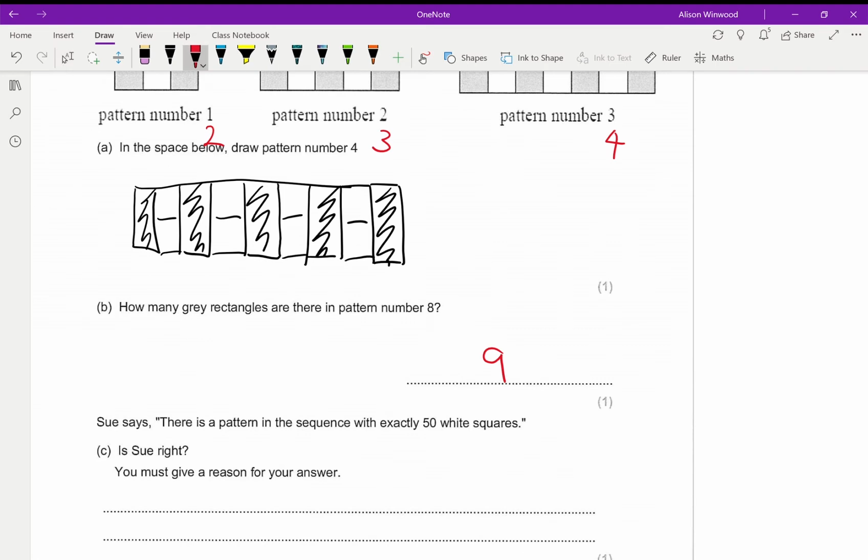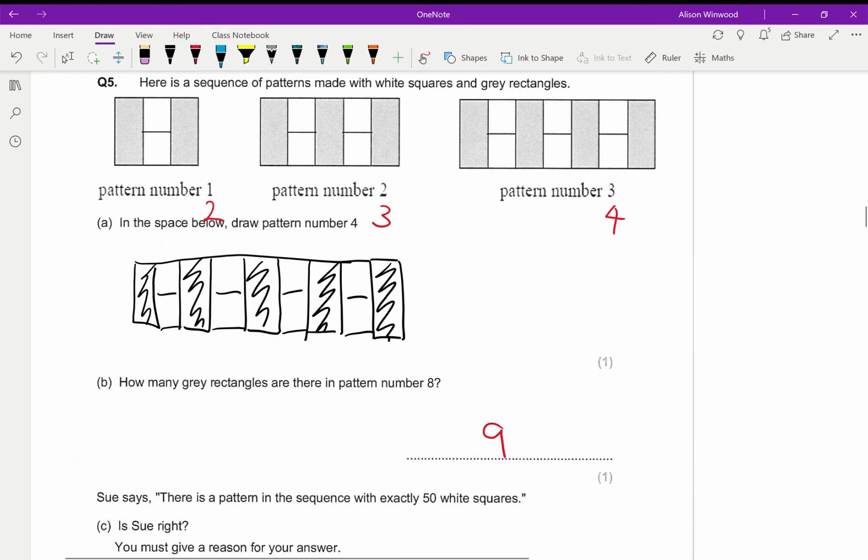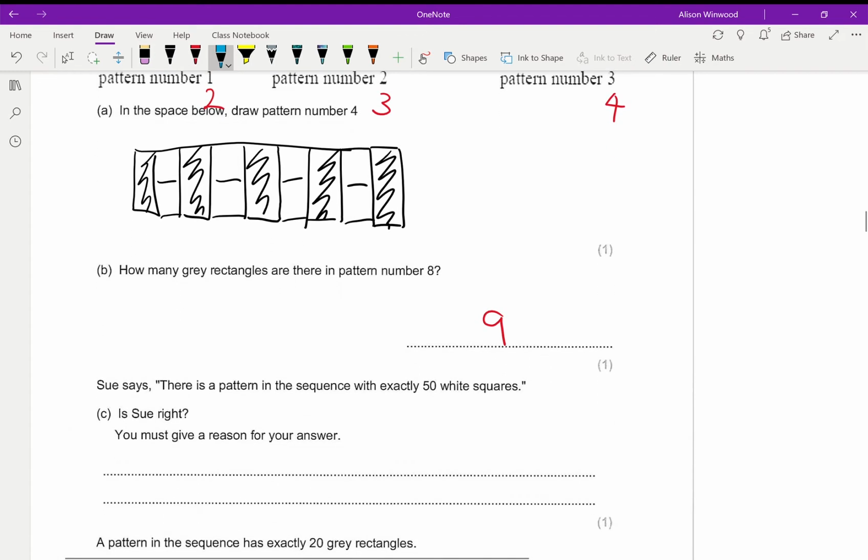Is there a pattern with exactly 50 white squares? If we look at the white squares, I've got 2 in this pattern, 4 in this pattern, 6. It's always an even number. So yes, because 50 is an even number.